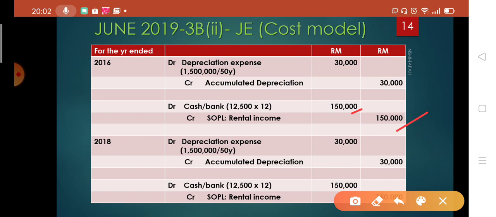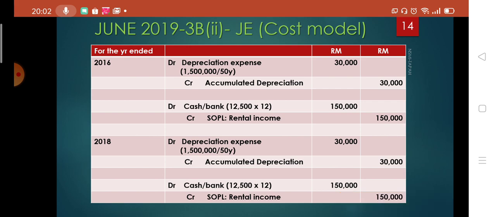For 2018, debit depreciation expense, credit accumulated depreciation, same as for 2016, 30,000. And also for the rental income, debit cash or bank, 12,500 times 12 should be 150,000. Credit SOPR rental income.